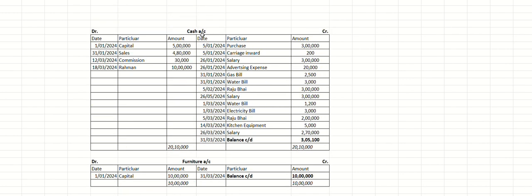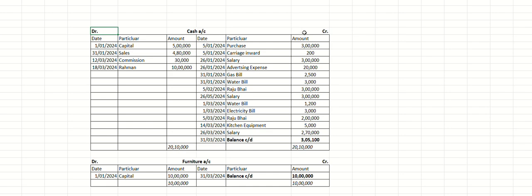If not, make sure you understand that basic concept, how to post in a ledger account from a journal entry. It is very important. If you don't understand that, it's very difficult for you to move forward. Please make sure that you understand that. Okay.